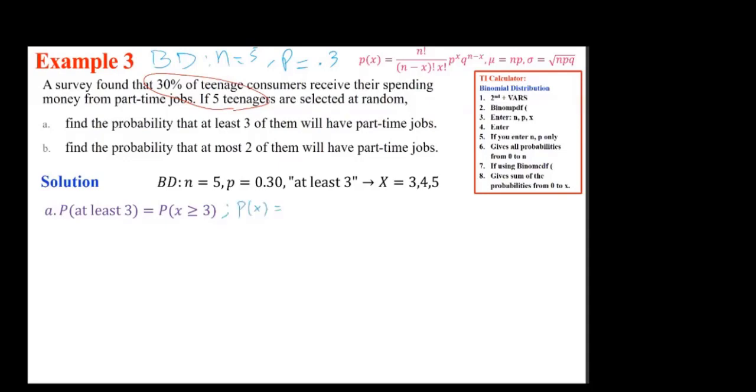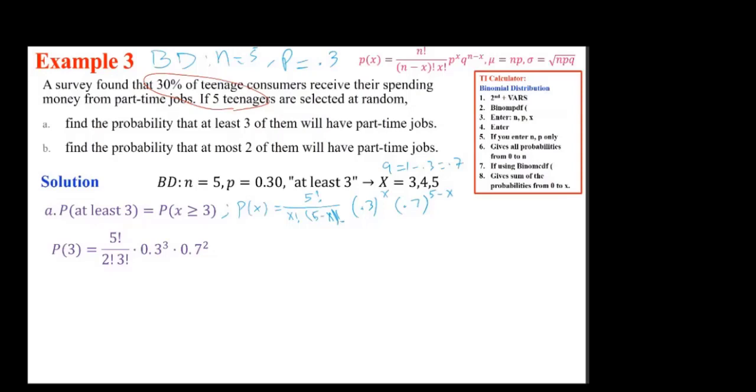P of x is n factorial over x factorial times n minus x factorial, times p, 0.3, to the power of x, times q. q is 1 minus 0.3, which is 0.7, to the power of n minus x. Now in this formula, you replace the x with numbers 3, 4, 5, and add them up.